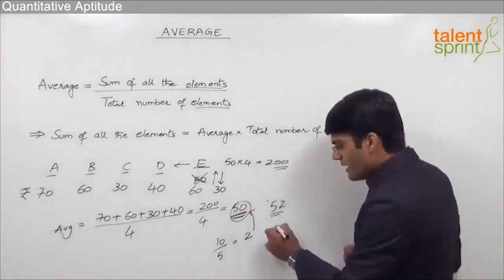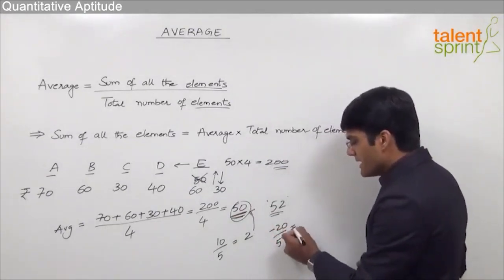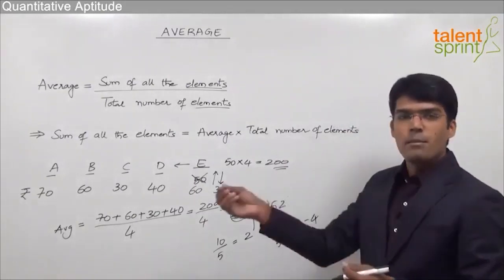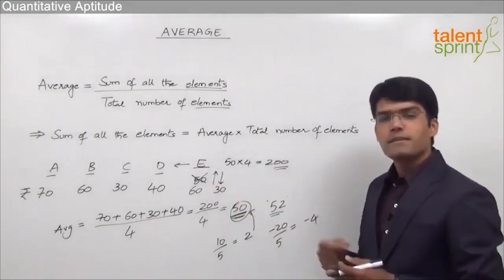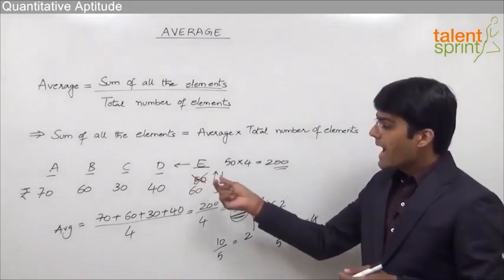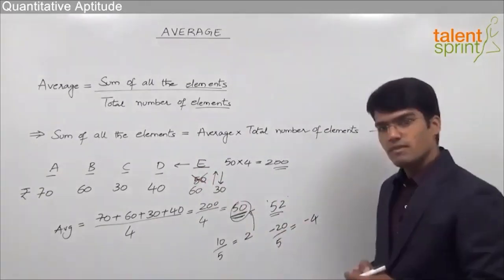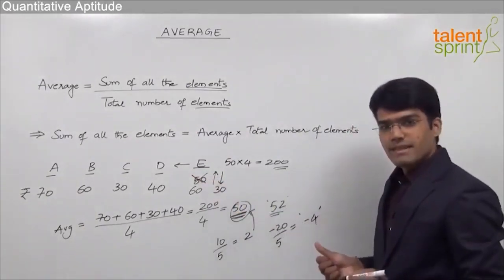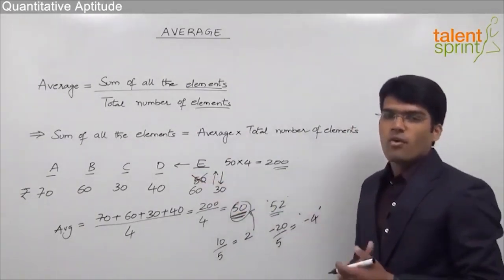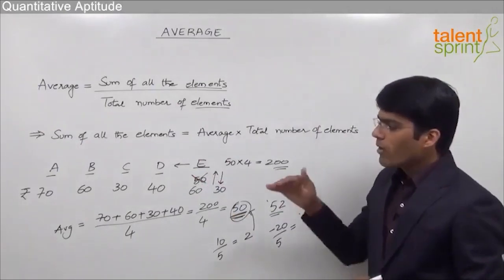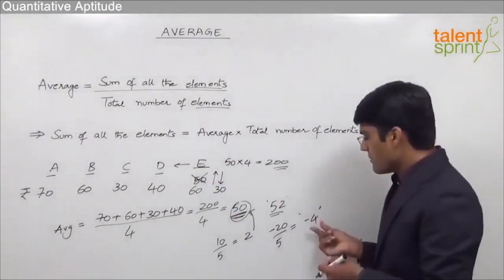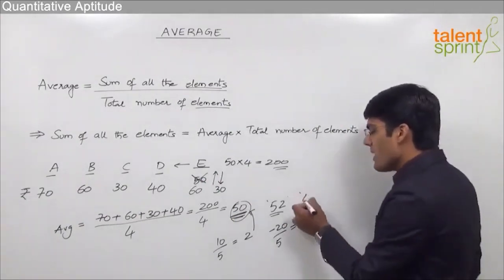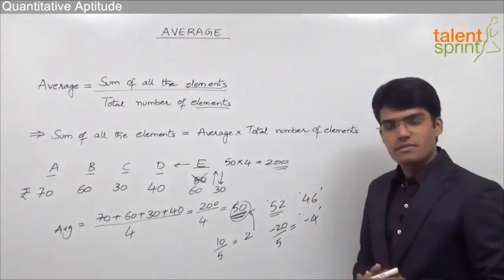So minus 20, when it is divided among 5 persons, each person will get minus 4 rupees. That means we have to give minus 4 rupees to each of the 5 persons. They already have 50 rupees each. So if we give the minus 4 to each of these persons, the average will become 46 rupees, because they already have 50 rupees each, and by giving minus 4, it becomes 46. So the new average will be equal to 46 rupees.